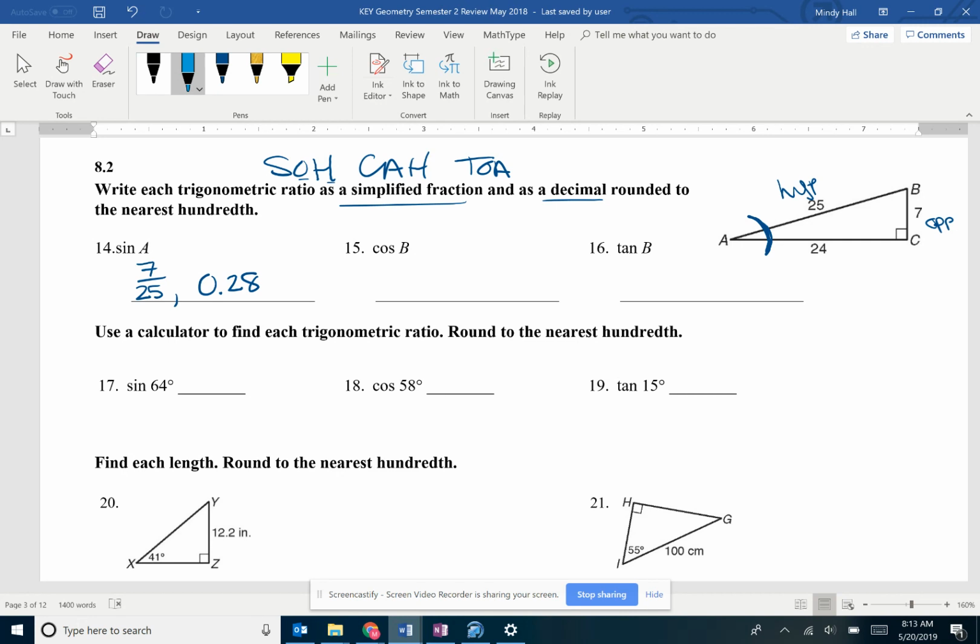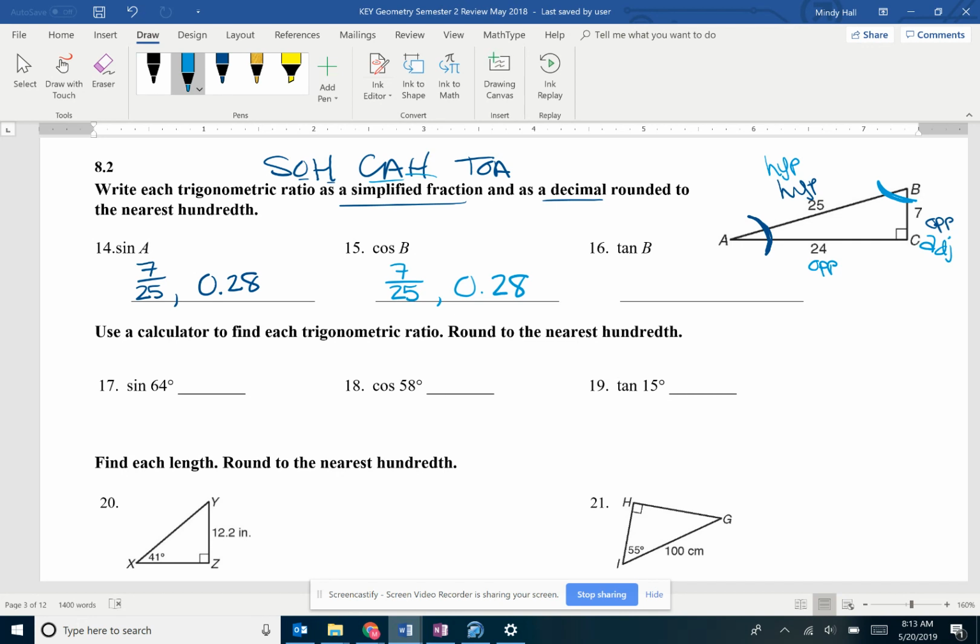For cosine of B, now we're looking at angle B. I would have 24 as my opposite, 7 is my adjacent, and the hypotenuse is still the hypotenuse. That doesn't change. But if I want cosine, it's going to be adjacent over hypotenuse. So adjacent is 7 and hypotenuse is 25. Notice it's exactly the same as number 14, so it's going to be 0.28.